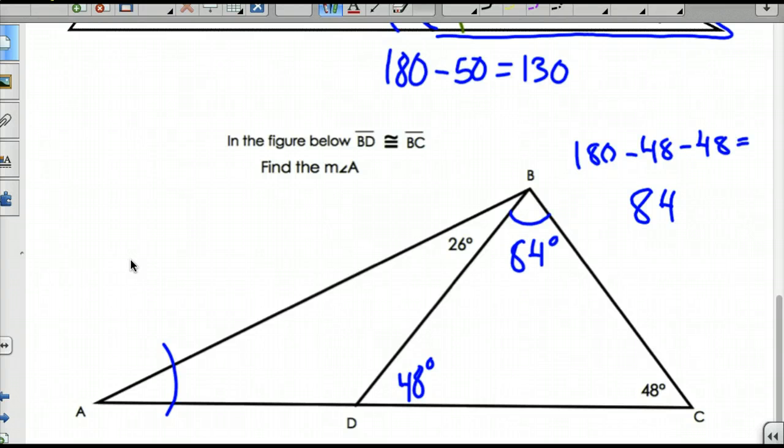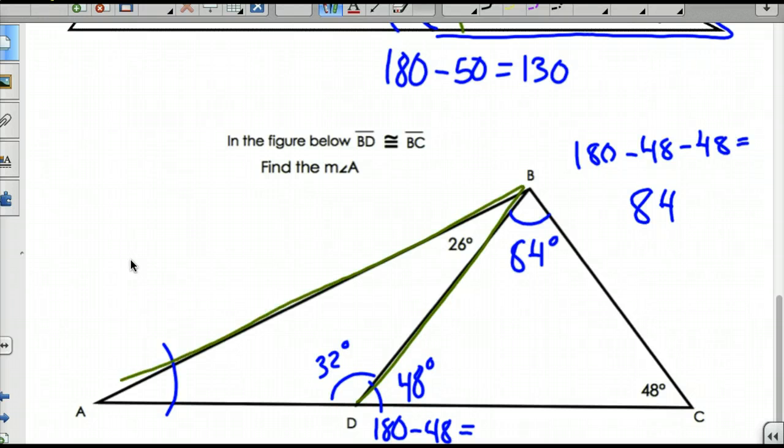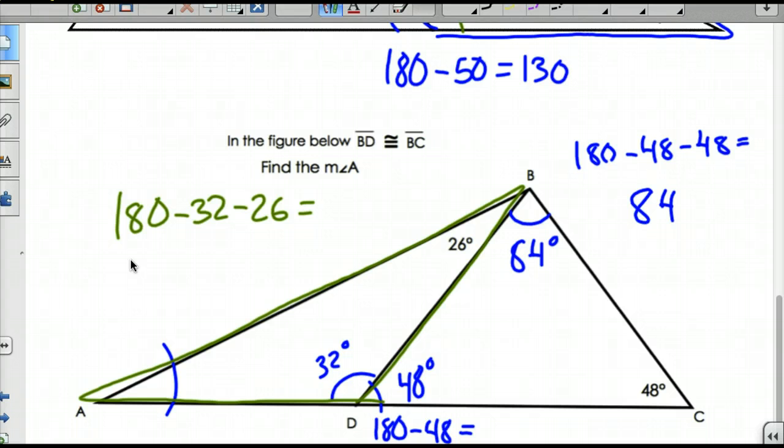Now furthermore, once again, this is a linear pair right here at the bottom. So I just do 180 minus 48. And that gives me 132 degrees. Finally, I want to find A, and right here we have another triangle. So we just have to do 180 minus 132 minus 26, and we get 22 degrees.